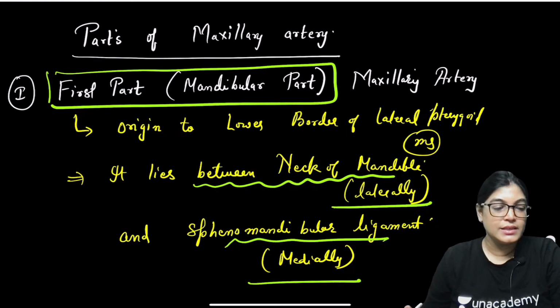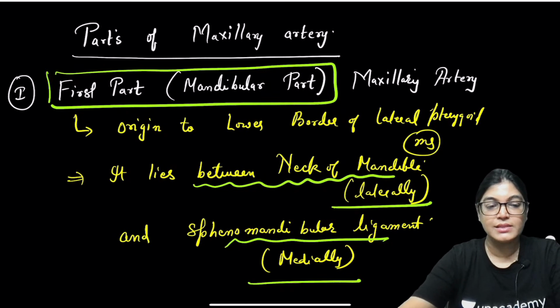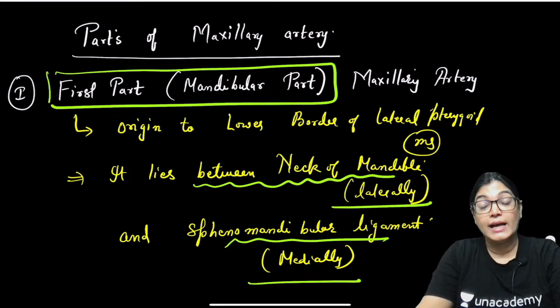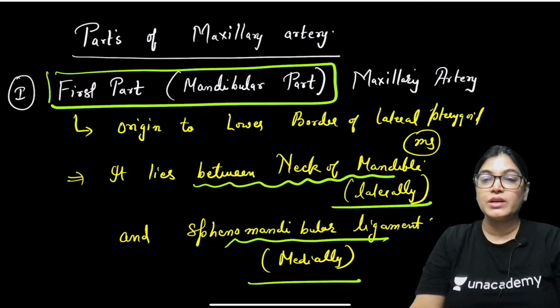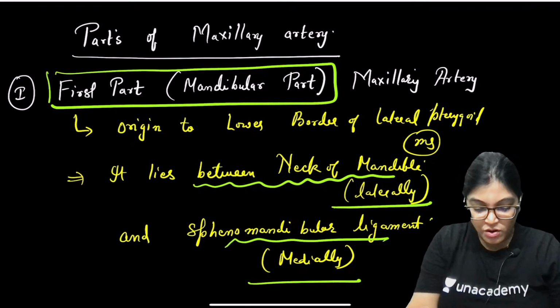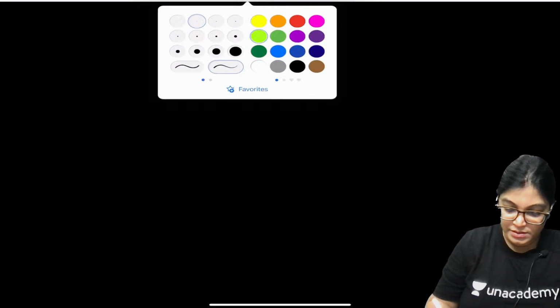Now let's see the exact location of the second and the third part. Let's come up with the explanation of the second and third part of maxillary artery, and thereafter we will see the individual components and the important branches from individual parts of the maxillary artery. Okay, so now moving on to the second part of maxillary artery.